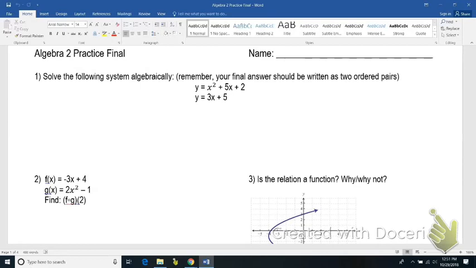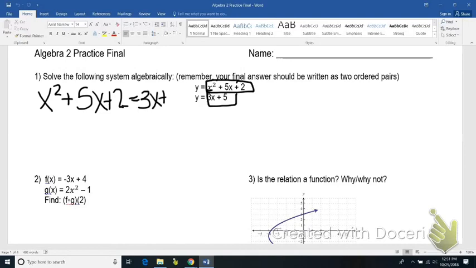For the very first problem, remember that your final answer should be written as 2 ordered pairs. But if you have a system where one of them is a quadratic and one of them is linear, you want to go ahead and take the 2 expressions and just set them equal to each other since they're both equal to y. So we would start with x squared plus 5x plus 2 equals 3x plus 5.